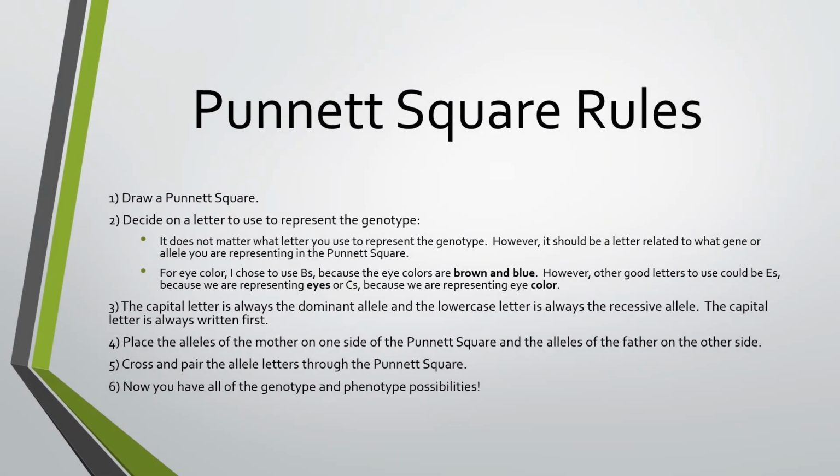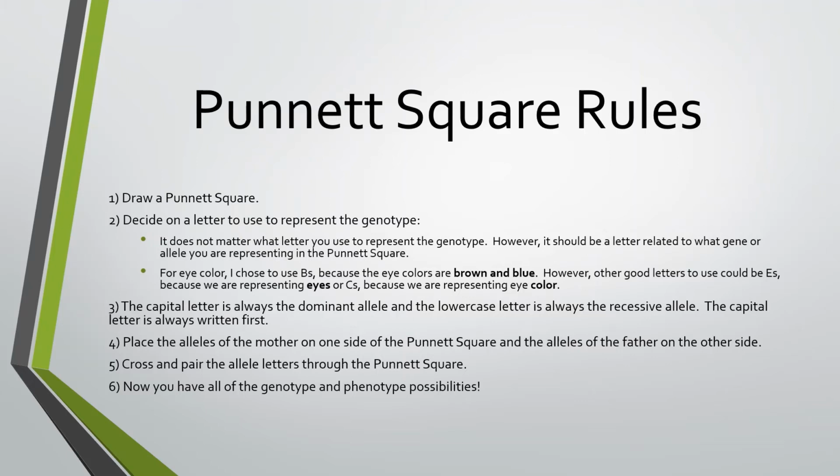So here I have a list of rules as to how to get every Punnett square problem you are ever given, how you can solve it and get it right every single time. So first you draw a Punnett square, and then you decide on a letter to use to represent the genotype. No matter what you're given, eyes, hair, skin, whatever it is, it does not matter what letter you use to represent the genotype. However, it should be related to what gene or allele you're representing in the Punnett square.